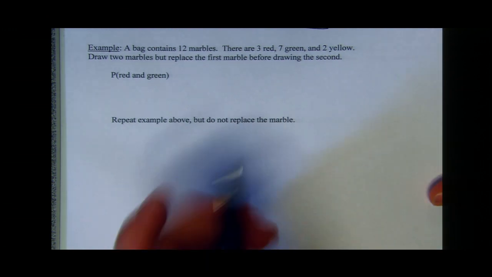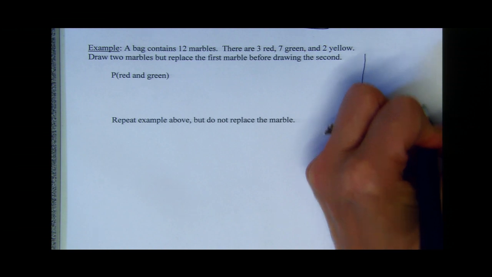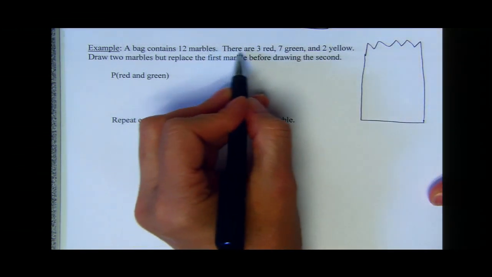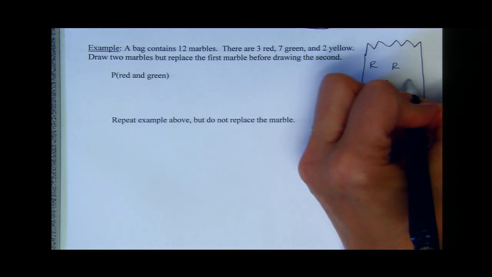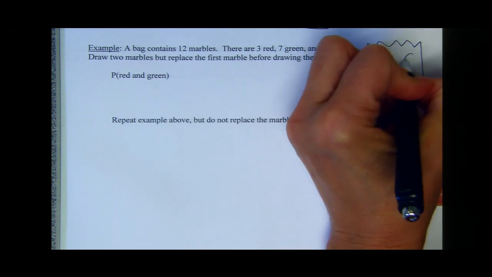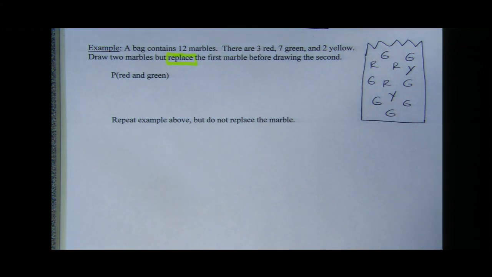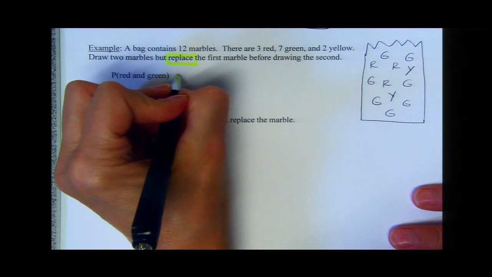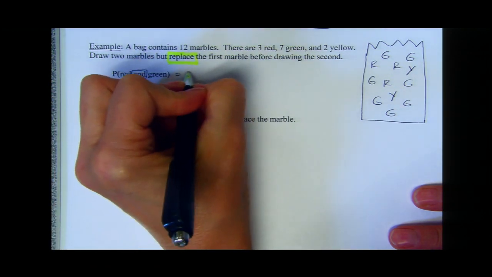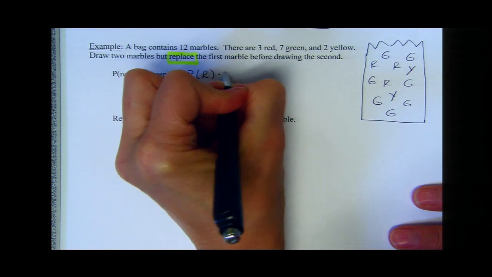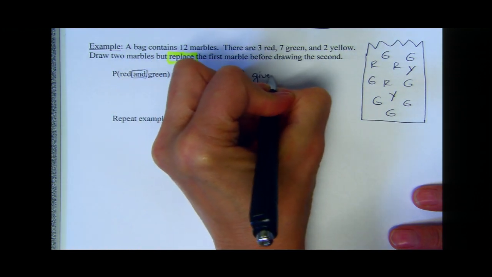All right, here we go. We've got another bag here. So we have a total of 12 marbles. I'm going to make my bag a little bigger. All right, so there are 3 red, 7 green, and 2 yellow. All right, we're going to draw 2 marbles. Okay, I need to take notice. Replace the first marble before drawing again. Okay, so again, this is independent because we are replacing here. So it wants to know what is the probability of getting a red and a green. So since this is and, the probability of red times the probability of green given that we got a red.